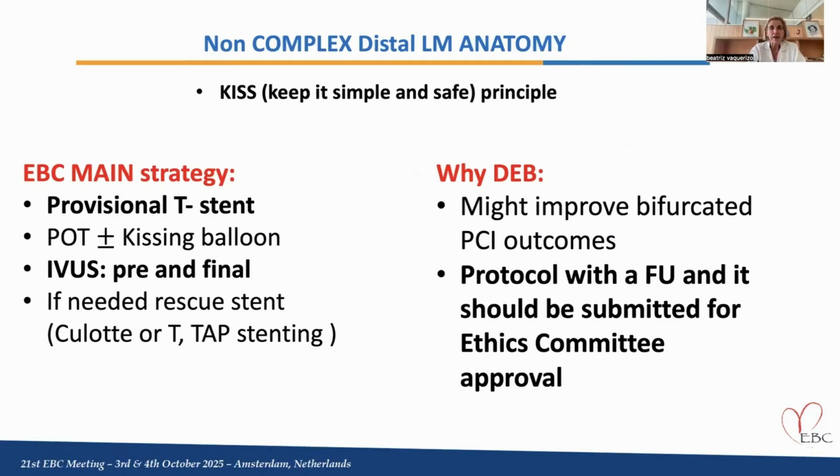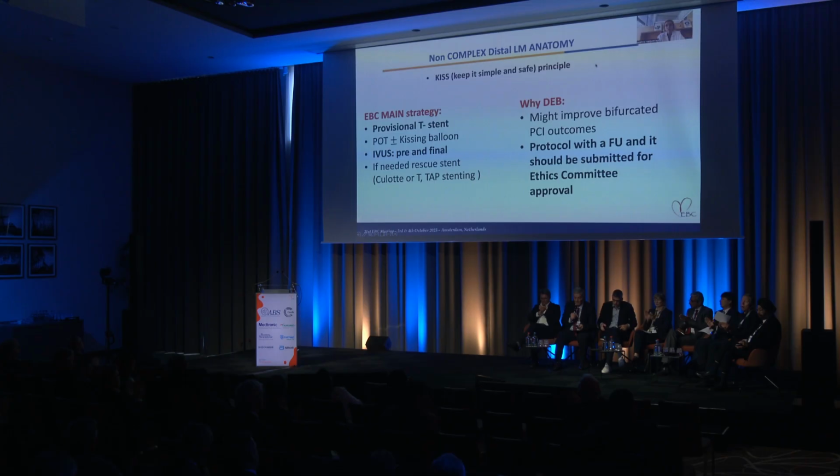So my conclusions are, if there is no complexity in the distal left main and it is a true bifurcation lesion, I think a main vessel strategy, provisional T-stent with mandatory POT and recommended kissing balloon and IVUS pre and final is a really good strategy. Maybe DEB could improve the results in the side branch, but at this moment we don't have data. So we need to follow these patients clinically, and I think, in my opinion, by imaging. Thank you so much.